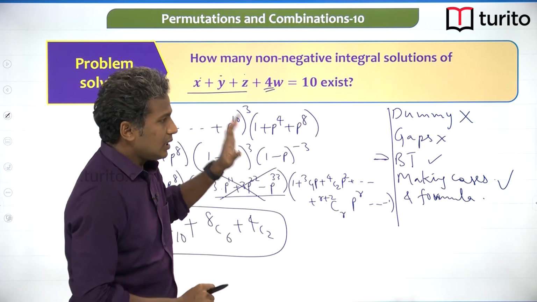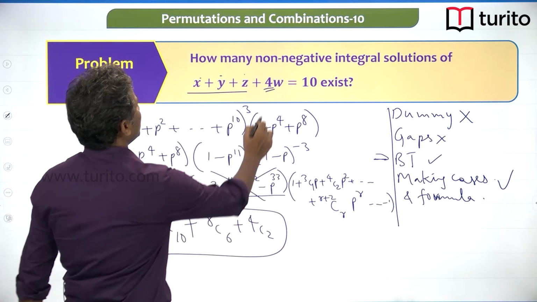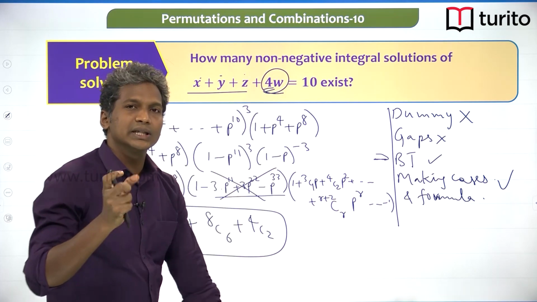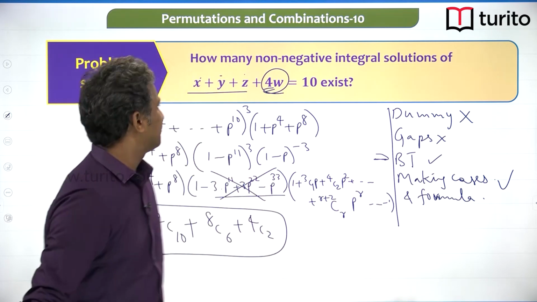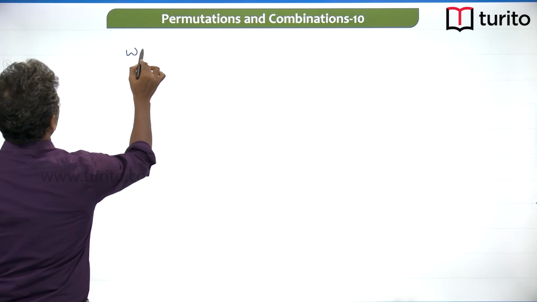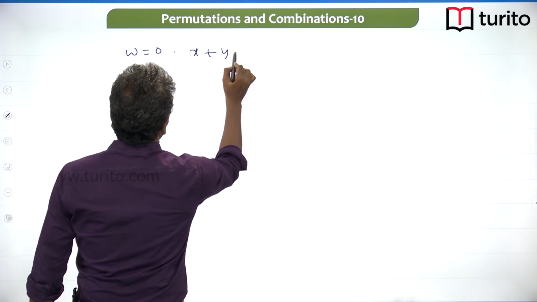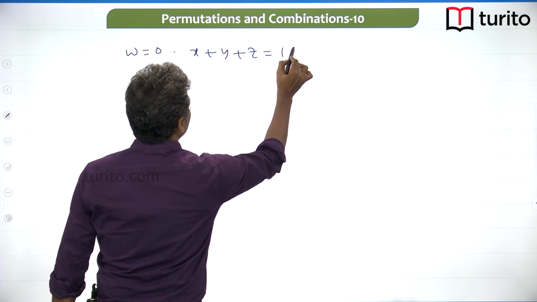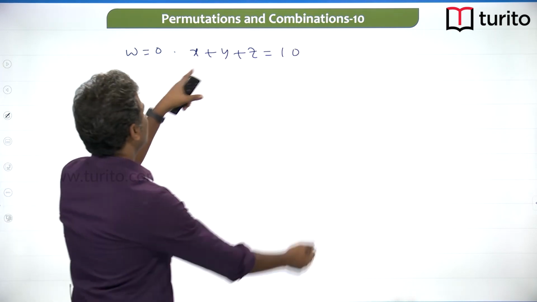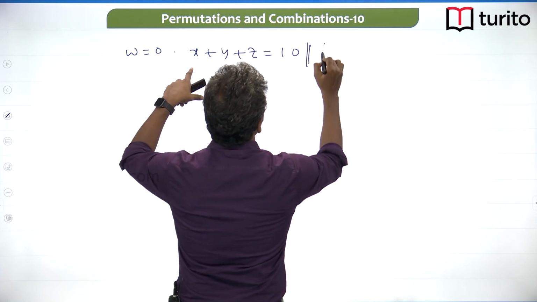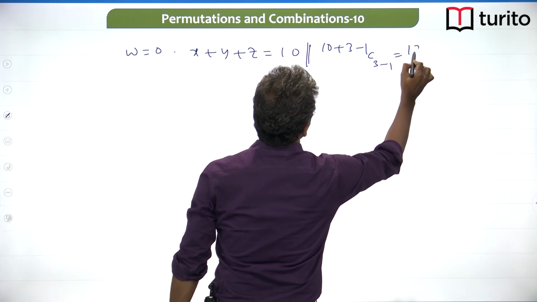Now let's go to the making cases method. So here whatever is having the highest coefficient, we are going to guess that number. Based on that, we'll make cases. For example, let's say I take w equal to 0, then x plus y plus z can be equal to 10. Now with this condition, how many solutions will come? We have understood the formula here. So here it is going to be 10 plus 3 minus 1 c 3 minus 1, which is same as 12c2.